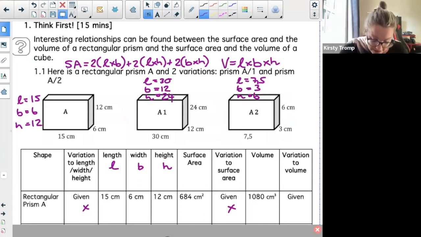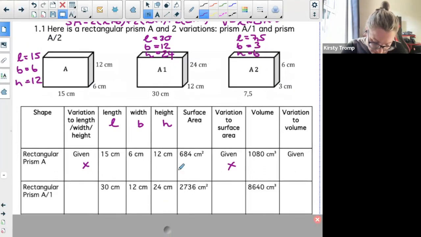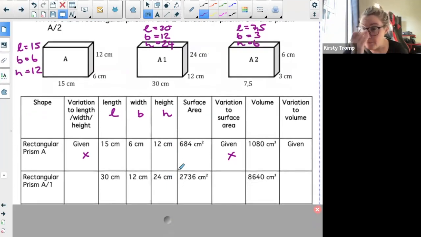Now the question said to us, you've done rectangular prism A. Now it says, what about rectangular prism B? Let's see what happened with rectangular prism B. The length was 15, but it became 30. The width was 6, but it became 12. And the height was 12, but it became 24. What am I doing to the numbers on the sides? What am I doing to get the new numbers?